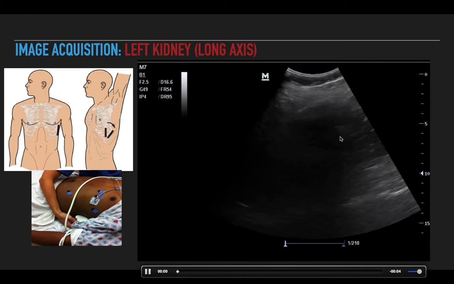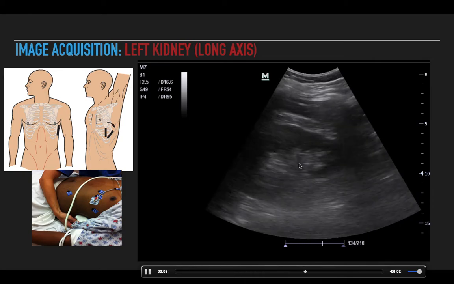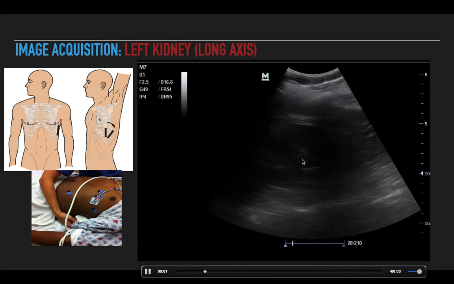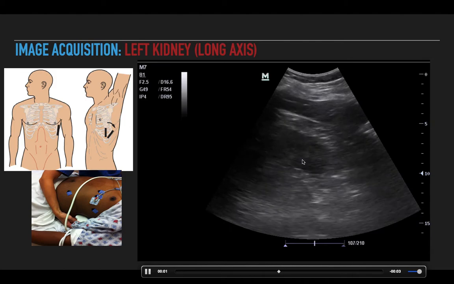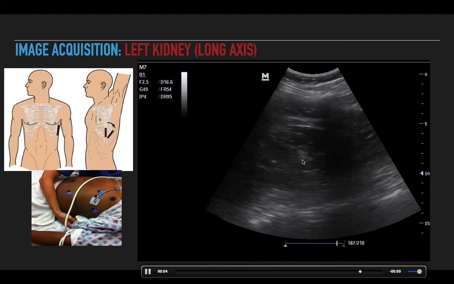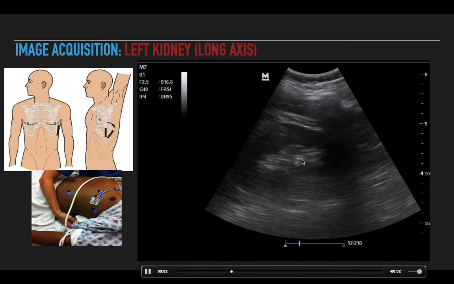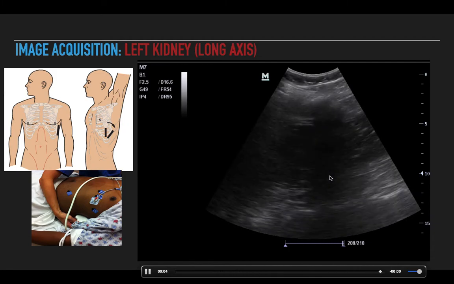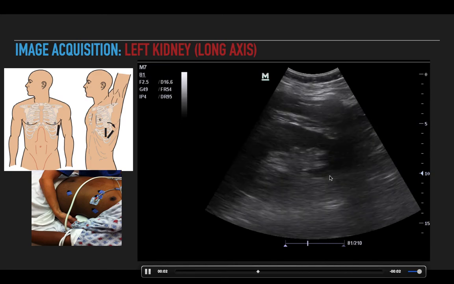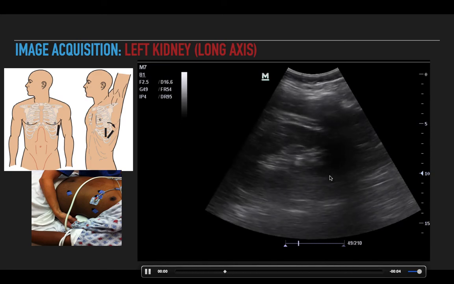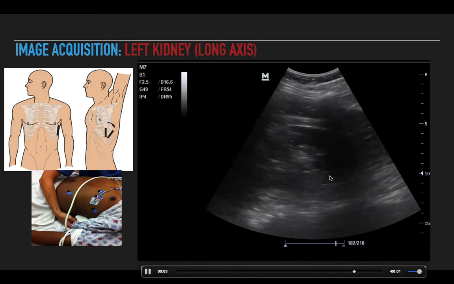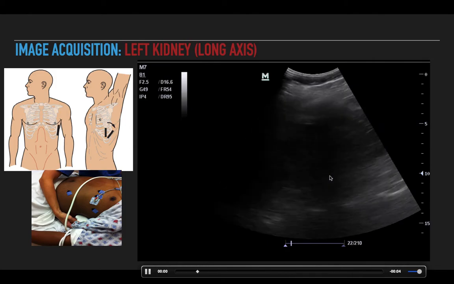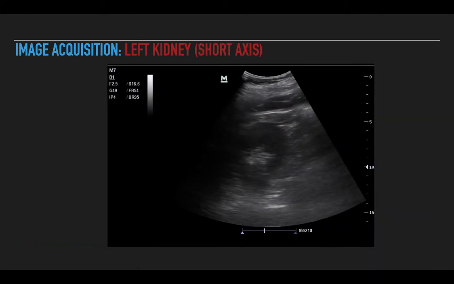You get a view of the cortex of the kidney here as well as the hilum. This tends to be a little more challenging when ultrasounding the kidney on the left side, simply because you don't have that very large acoustic window from the liver, and the ribs tend to get in the way. So you may have to rotate your probe ever so slightly clockwise, so that your ultrasound probe can fit into the space between the ribs and you can visualize the kidneys a little better.